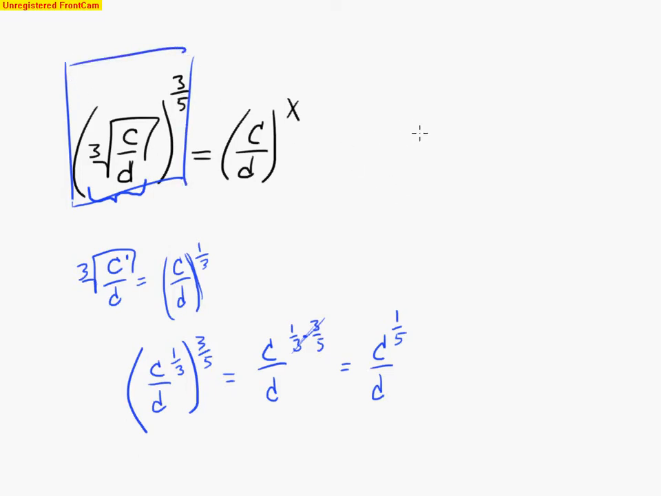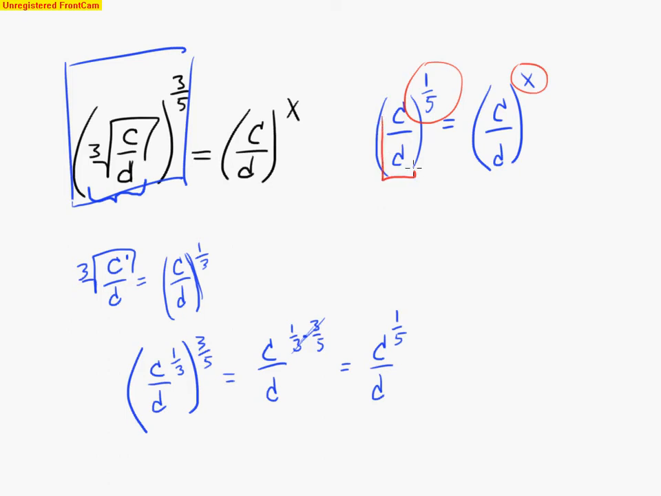So if I have C over D to the 1/5, and that equals C over D to the X, what do we know about these two exponents? Well, their base is the same. It's C over D and C over D, and they are considered equal, so that means that their exponents must be considered the same. So I'd have to be able to say that 1/5 equals X.